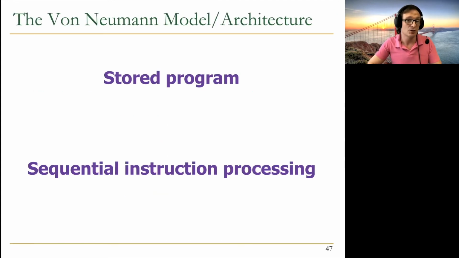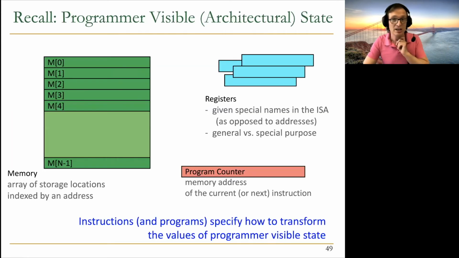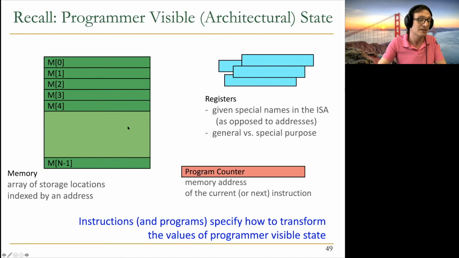So remember, von Neumann model, we have sequential instruction processing. So this happens all sequentially, and we have the stored program computer. And remember the programmer-visible state that we discussed in the von Neumann model. We have memory, program counter, and registers. There could be others, but these are the things that we're going to deal with in this course mainly. There's I/O, of course, potentially. It could be memory mapped, but I'm not going to discuss that right now. Essentially, instructions and programs specify how to transform the values of the architectural state or programmer-visible state.